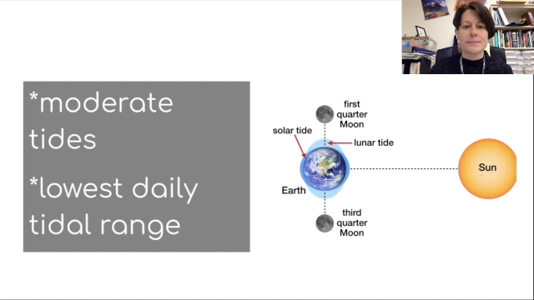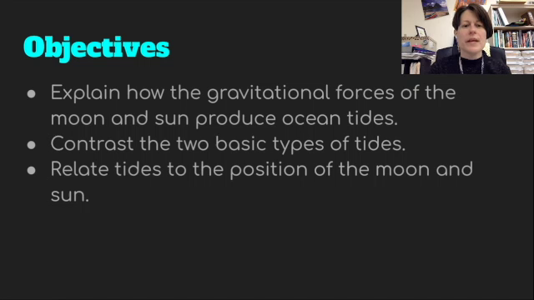So our objectives today were to explain how the gravitational forces of the moon and sun produce ocean tides, and to contrast the 2 basic types of tides and relate tides to the position of the moon and the sun.